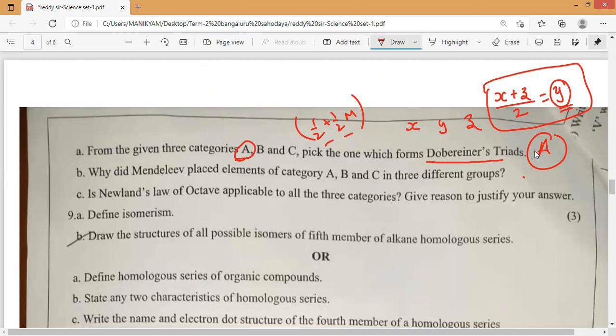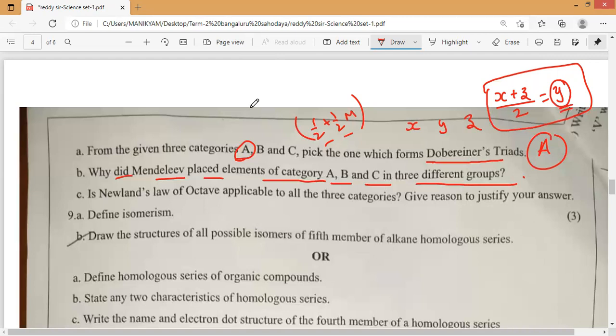Next, why did Mendeleev place elements of category A, B, C in 3 different groups? Anybody? Why did he keep A, B, C in 3 different groups? Mendeleev classified the periodic table based upon 2 things. If you remember that, that is the answer. Mendeleev's classification is based upon what?